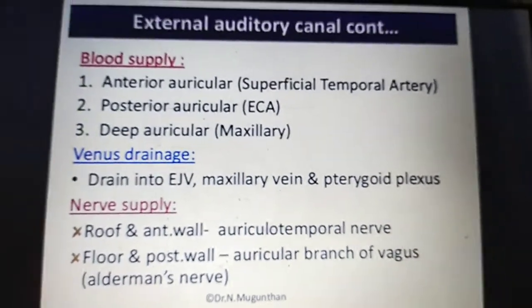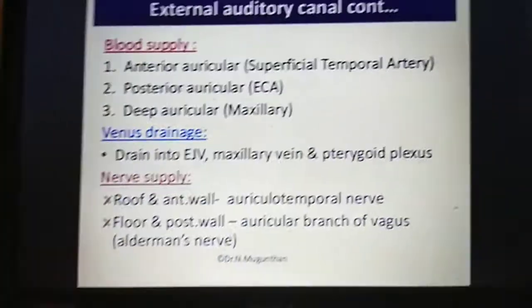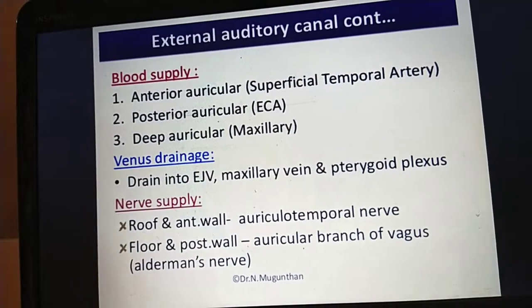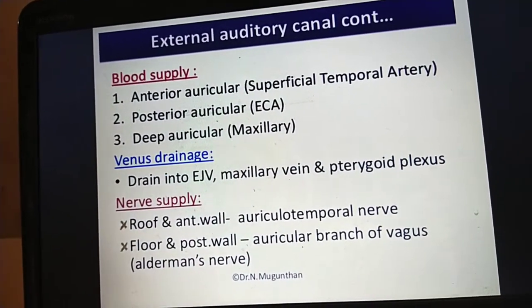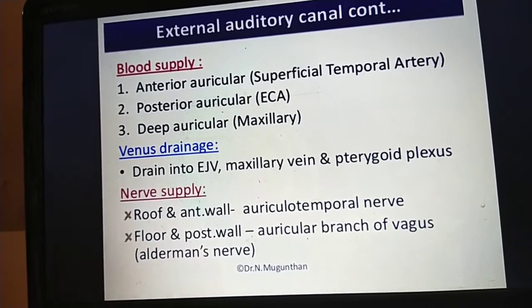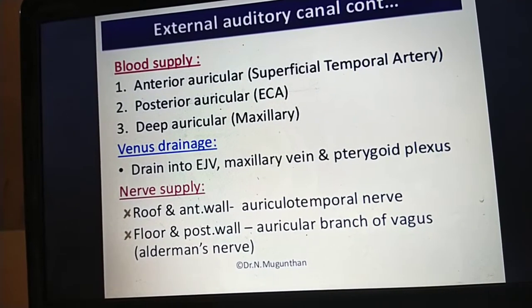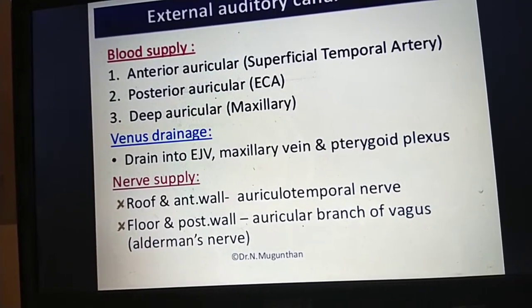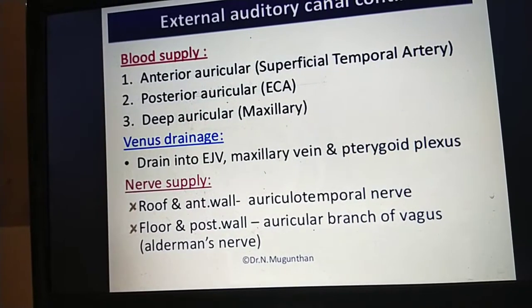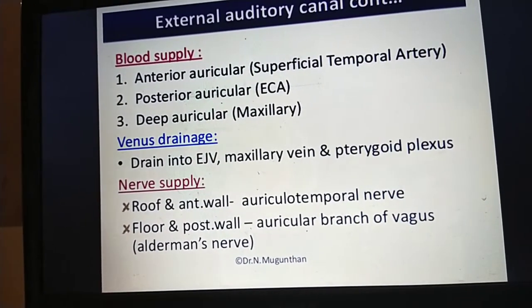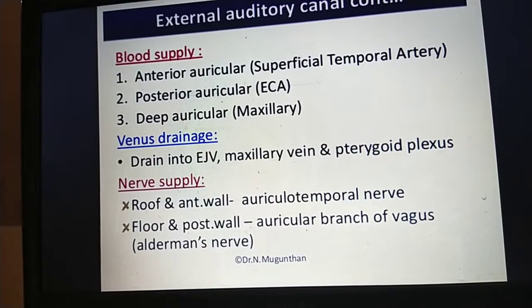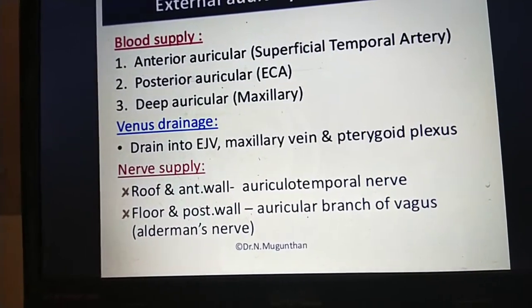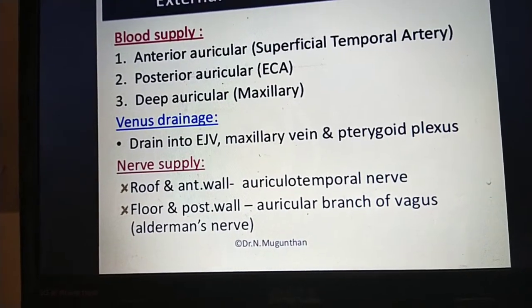The blood supply of the external auditory canal: it is mainly supplied by the anterior auricular artery, posterior auricular artery and deep auricular artery. The anterior auricular artery is a branch of the superficial temporal artery, the posterior auricular artery is a branch of the external carotid artery, and the deep auricular is a branch of the maxillary artery. It is drained into the external jugular vein, maxillary vein and pterygoid plexus.